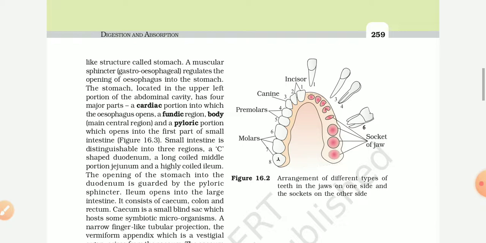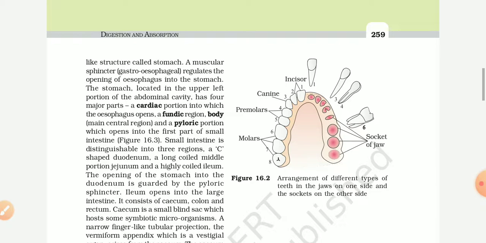A muscular sphincter, the gastroesophageal sphincter, regulates the opening of the esophagus into the stomach. So there is a sphincter. A sphincter is a ring-shaped muscle that may relax or tighten in order to open or close a passage or opening in the body. That sphincter is called the gastroesophageal sphincter. It regulates the opening of the esophagus into the stomach.